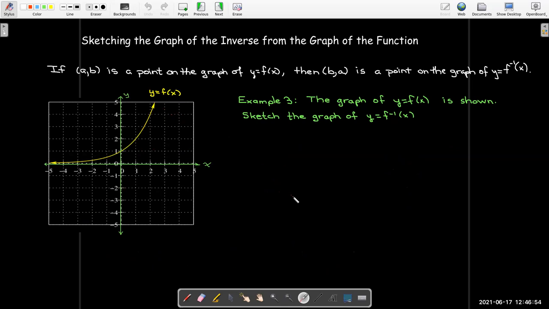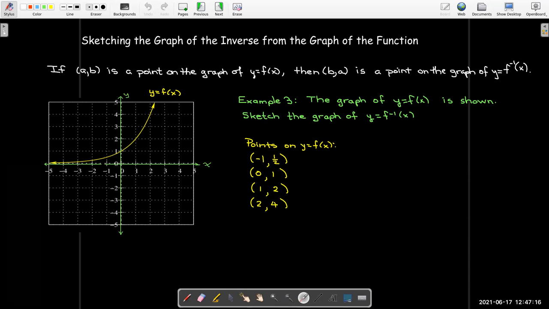Let's take a look at another example here. Here I have a smooth curve, and so I don't have straight lines, but I should still be able to use this technique to get a rough sketch of the graph of f inverse. And I use the same technique. I'll start by identifying some points.